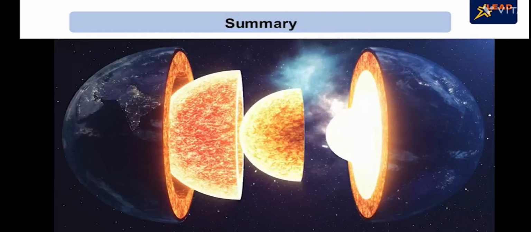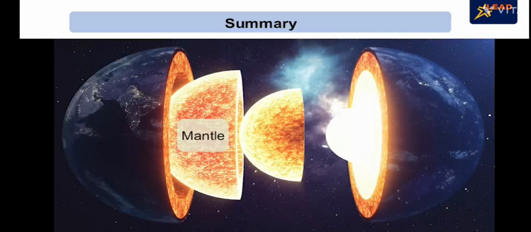Let us summarize what we have learned. In this video, we learned about the features of 4 layers of earth: the crust, the mantle, the outer core, and the inner core. The crust is the outermost layer of the earth, which is made of solid rocks.